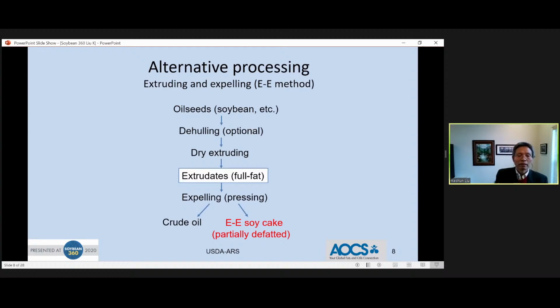Now this shows the outline of the alternative processing, called the E-E process, the extruding and expelling method. We start with oilseeds, then dehulling is optional, then dry extruding to disrupt the cell structure, also heating the soybeans at different levels. The extrudate looks like a very oily material. The next step is expelling, pressing the oil out. This ends up with crude oil and also the partially defatted soy cake, containing about 5 to 10% oil compared with originally about 20% oil content in the soybean material.